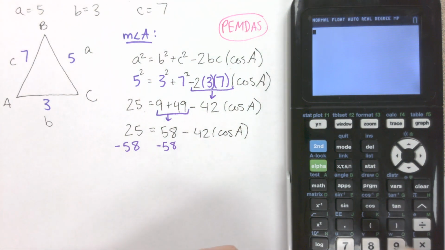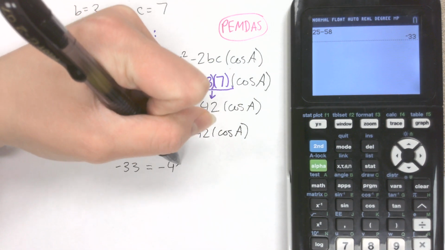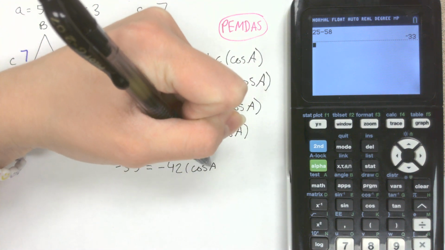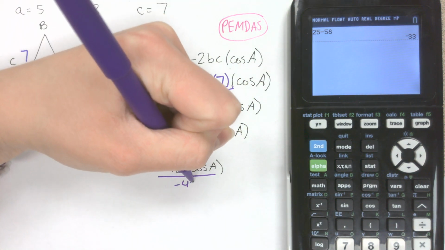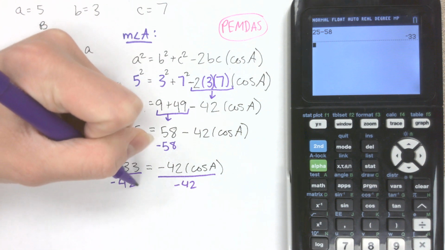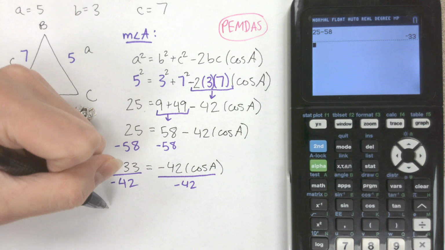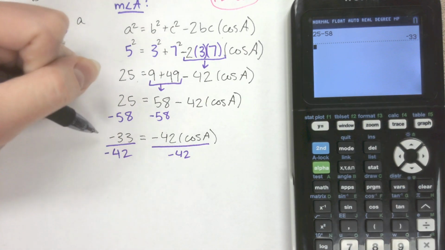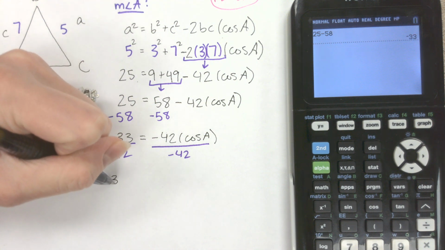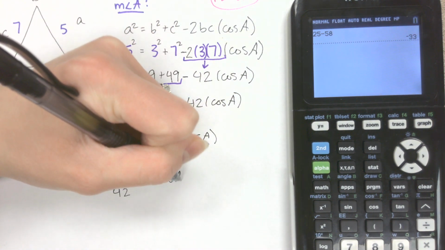And I think that's negative 33, but I'm just going to check to be sure. Don't want to make any mistakes. Yep. Negative 33 equals negative 42 cosine of A. Now we divide off that negative 42 on both sides. So then we have, and you can cancel out the negatives or keep them there. I really don't care. I'm just going to go ahead and cancel them out. 33 over 42 equals cosine of A.